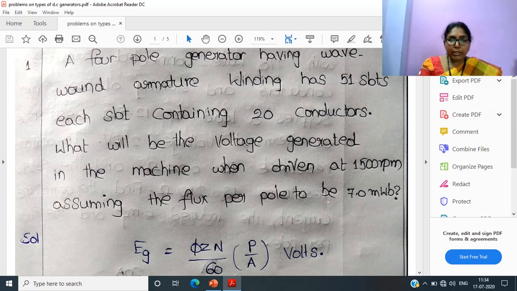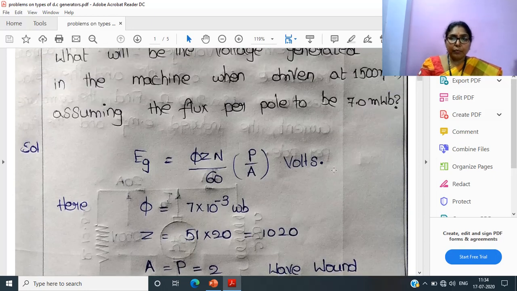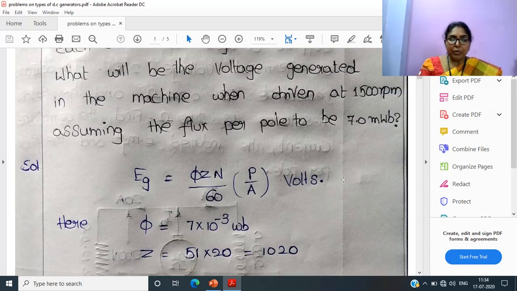Next they have mentioned the flux per pole. How much is it? 7 milliwebers. And they've also mentioned the speed of the machine is 1500 RPM. Now what they are asking is to calculate the generated voltage. First of all, we are going to write down the generalized equation of the generated voltage. So E is equal to φZN by 60 into P by A volts. This is the EMF equation.